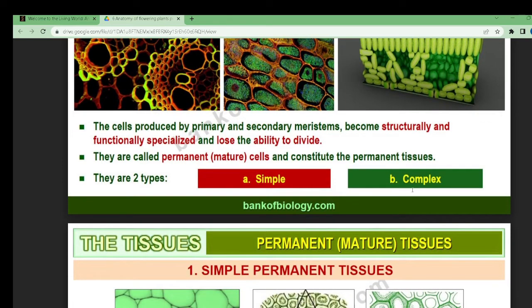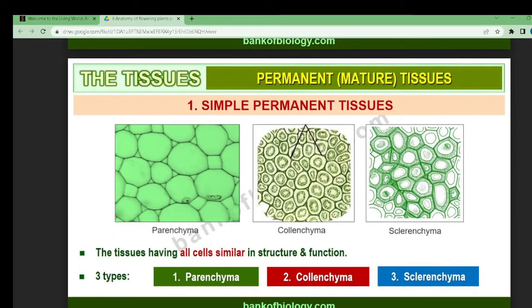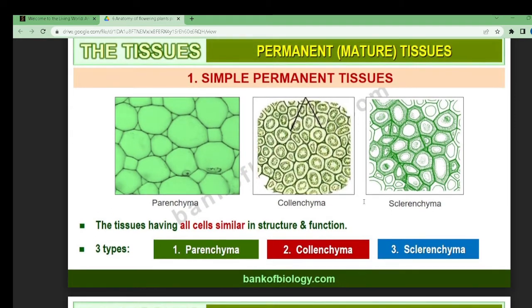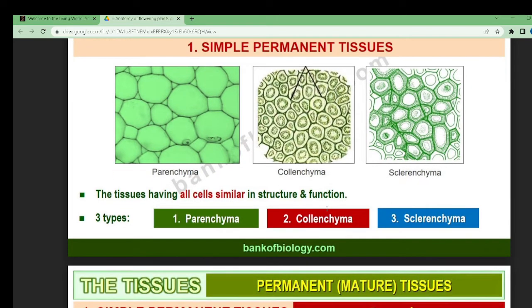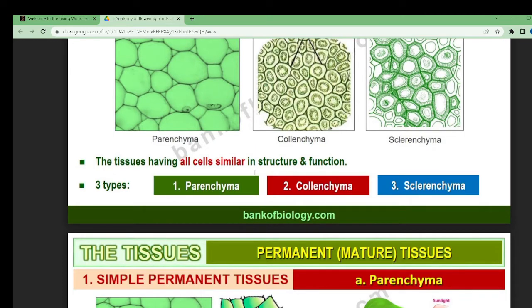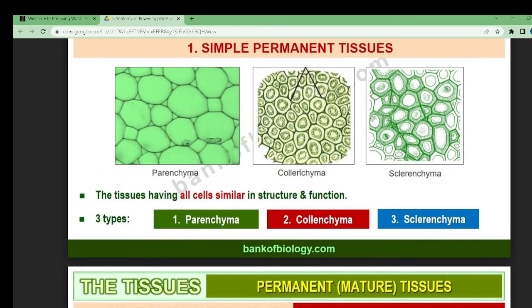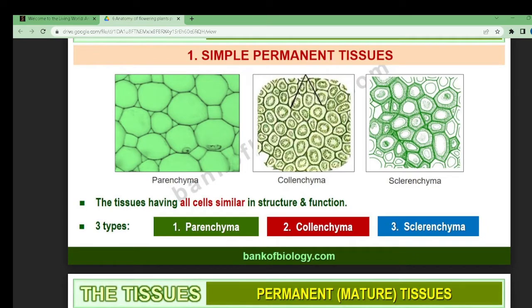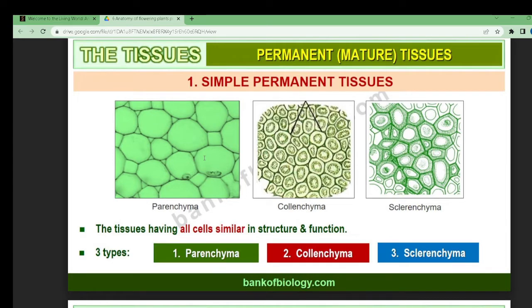Now there are two types, simple and complex. We'll first deal with the simple permanent tissue. Here you can see there are three parts: parenchyma, collenchyma, and sclerenchyma, and they are very important. These are tissues having all cells similar in structure and function. So all parenchymatous cells are similar and perform a similar function, and it is the same with collenchyma and sclerenchyma.